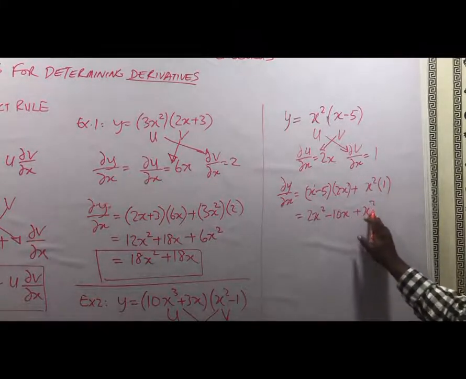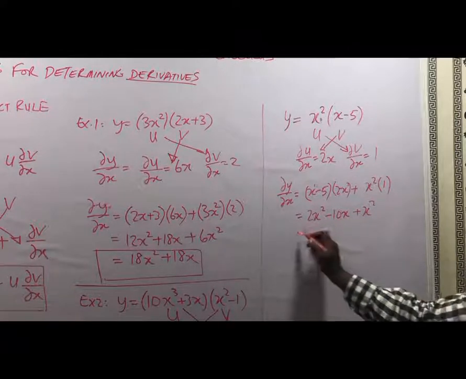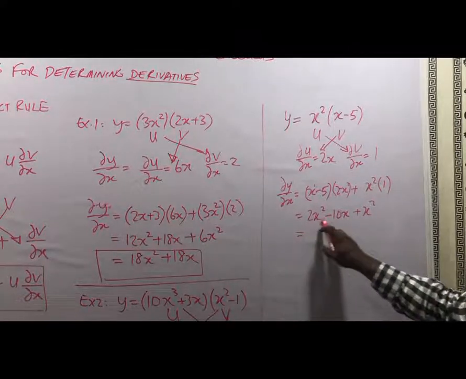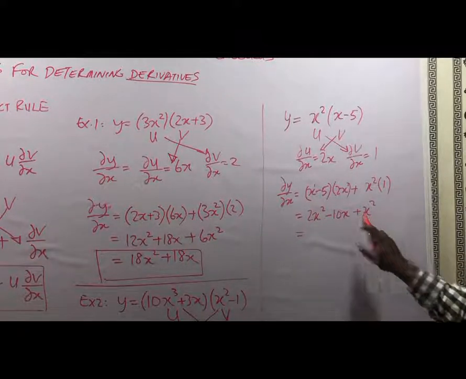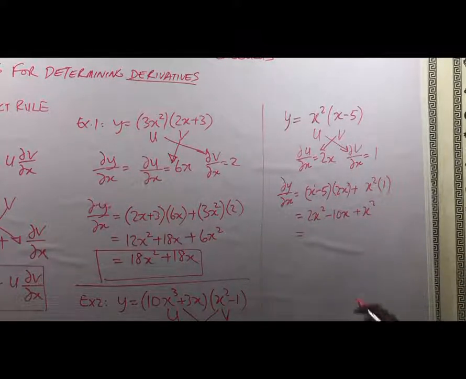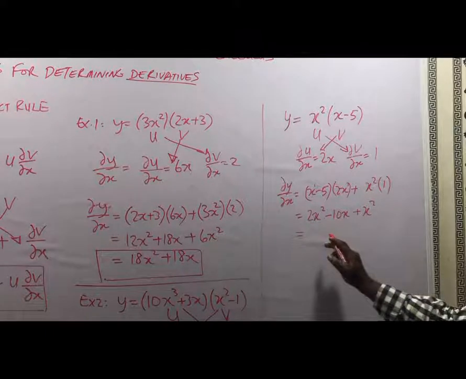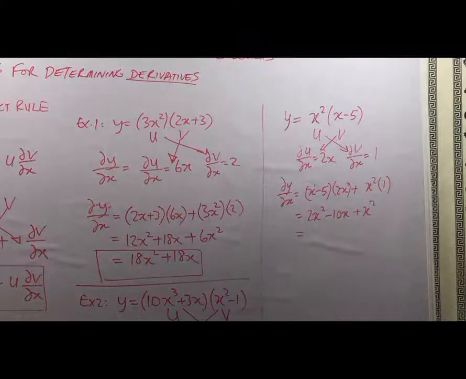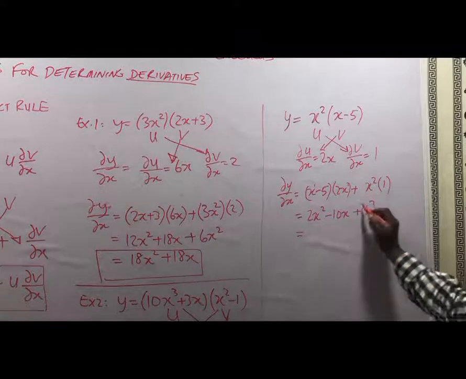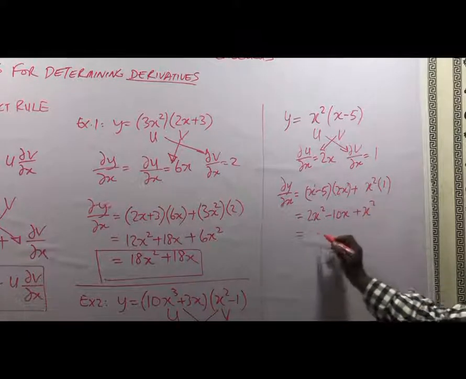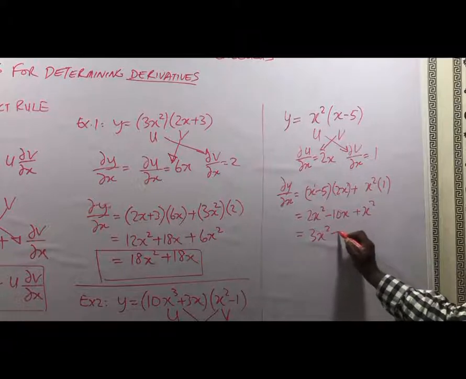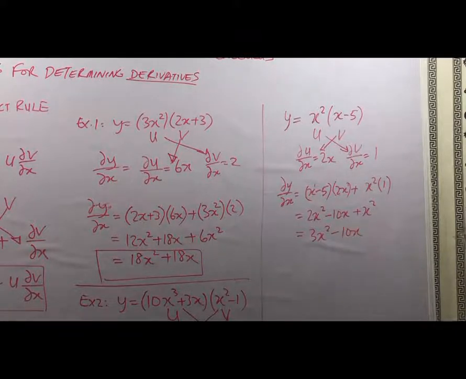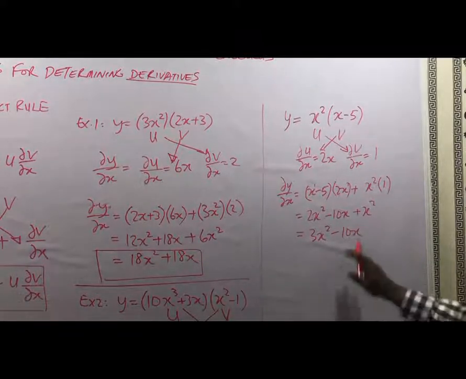So we can add this together and leave this one on its own. So this becomes 2x squared plus x squared, that leaves us with 3x squared. You know there's a 1 here, which we're not writing. That was 3x squared minus 10x. So this is the answer that we have.